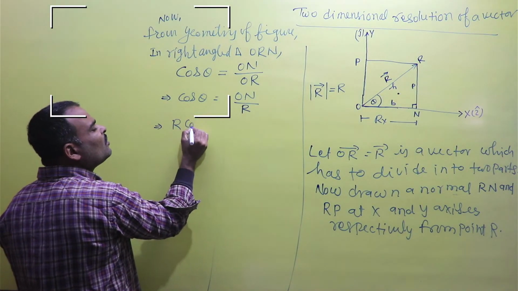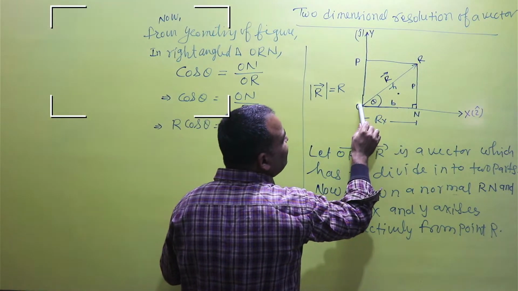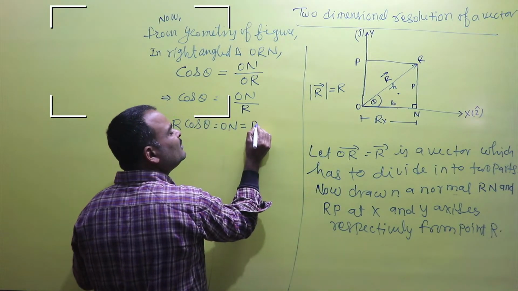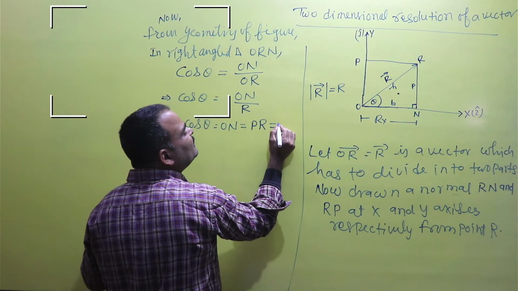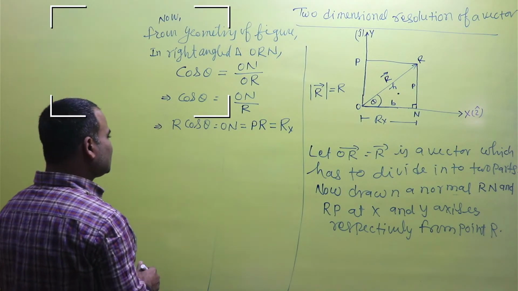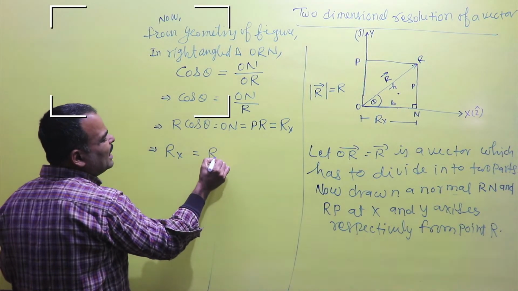So R cos theta is equal to ON, and ON is equal to PR. And this is called the x component of vector R. And we can write it as Rx is equal to R cos theta.